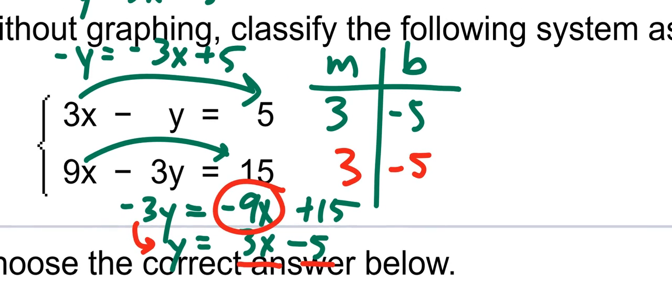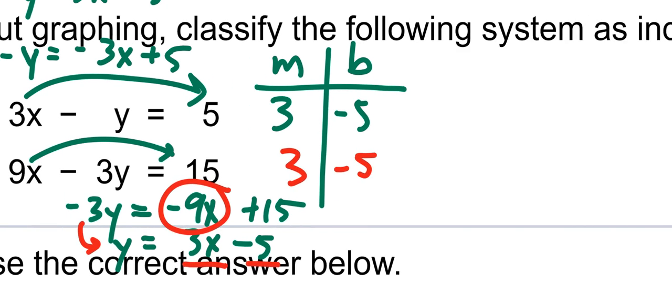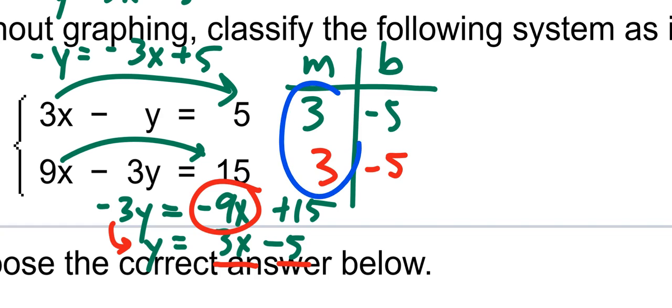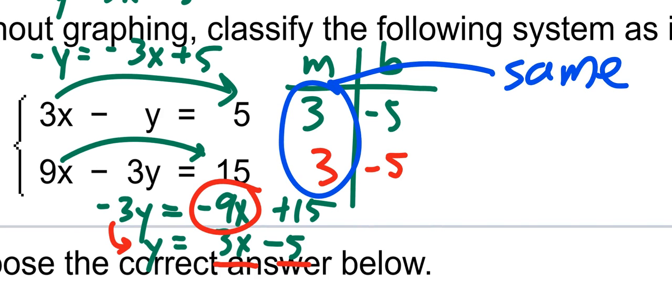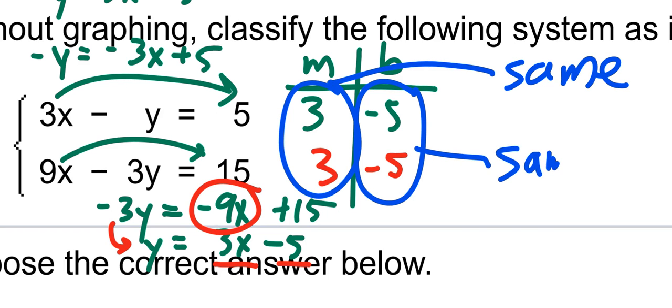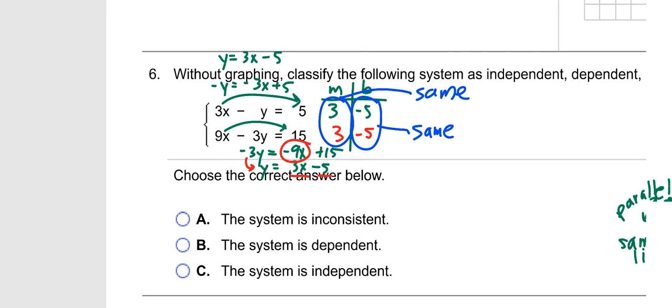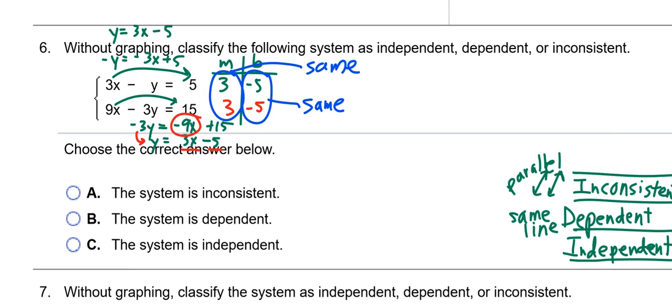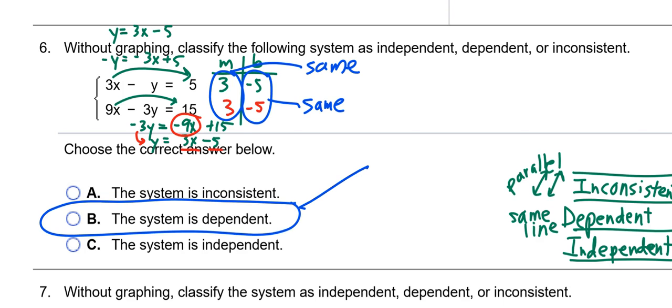Okay, folks, I need you to answer a question for me. What do you notice about the slopes? Your choices are same or different. Same. And what do you notice about your y-intercepts? Same. Use your chart. Tell me which one we're dealing with. They are dependent. They are the same line. Every point is a point of intersection.